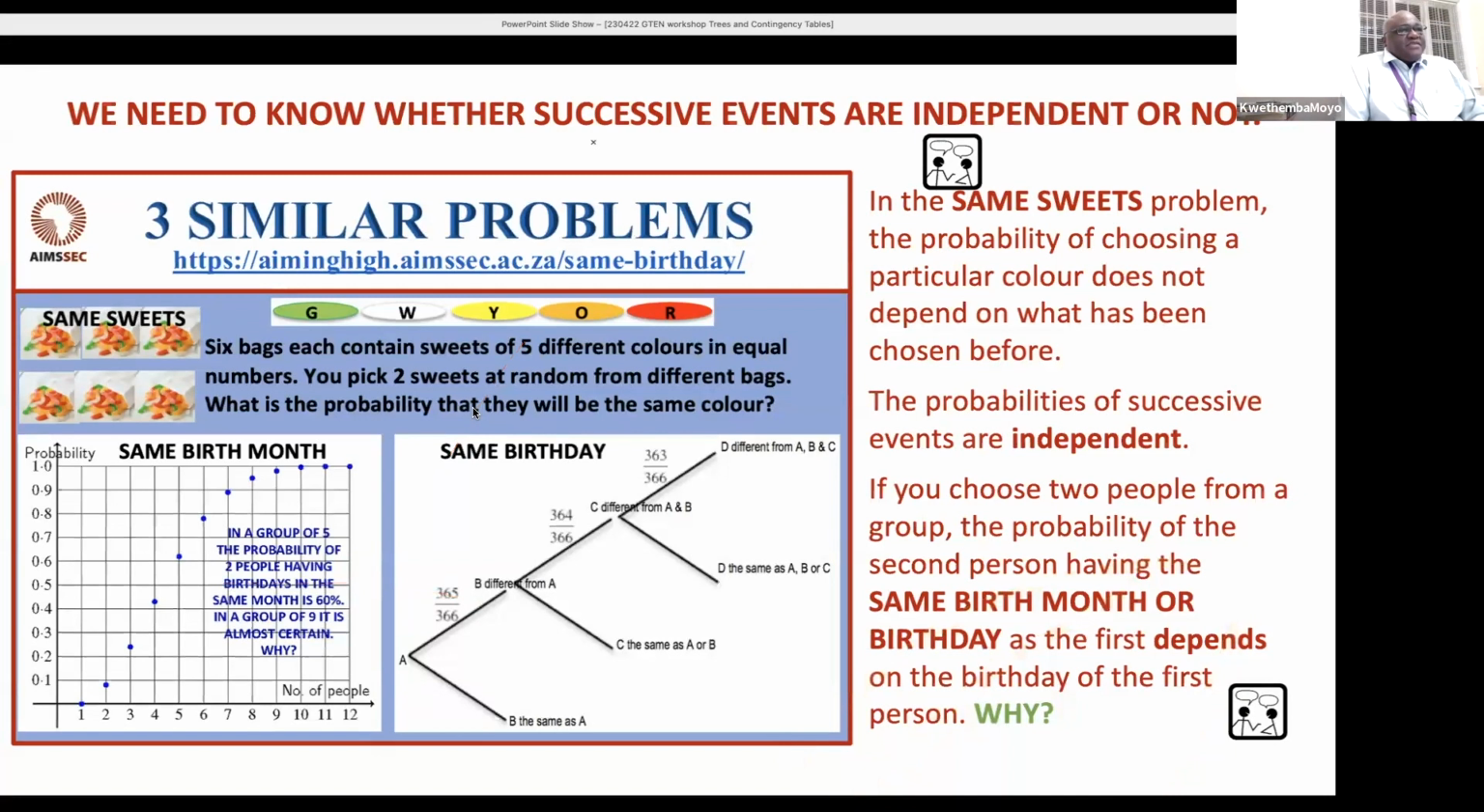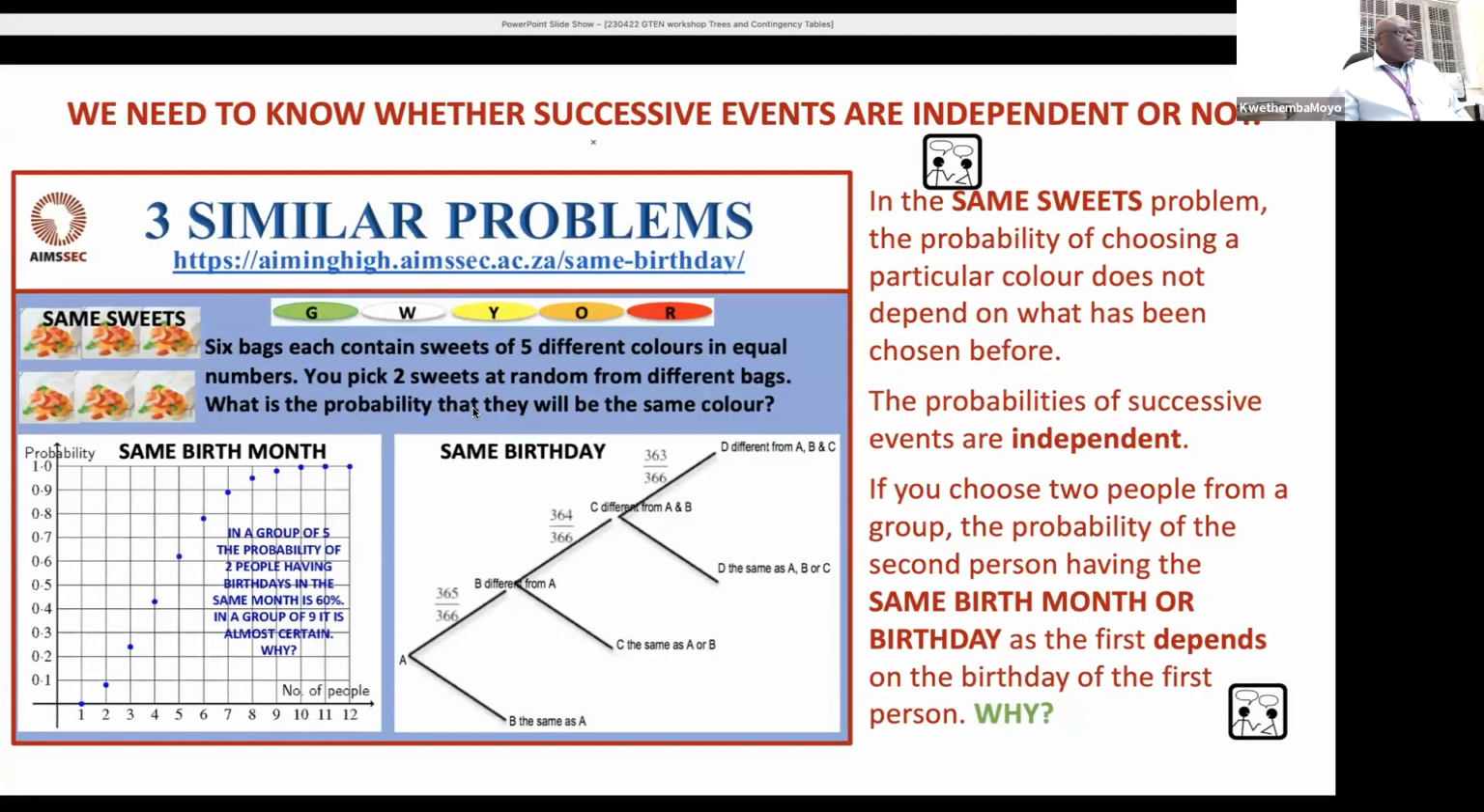We need to know whether successive events are independent or not independent. Remember, we said independent events are those events which do not interfere with one another, while a dependent event will always be dependent on what happened in the previous event. So we look at 3 scenarios here.